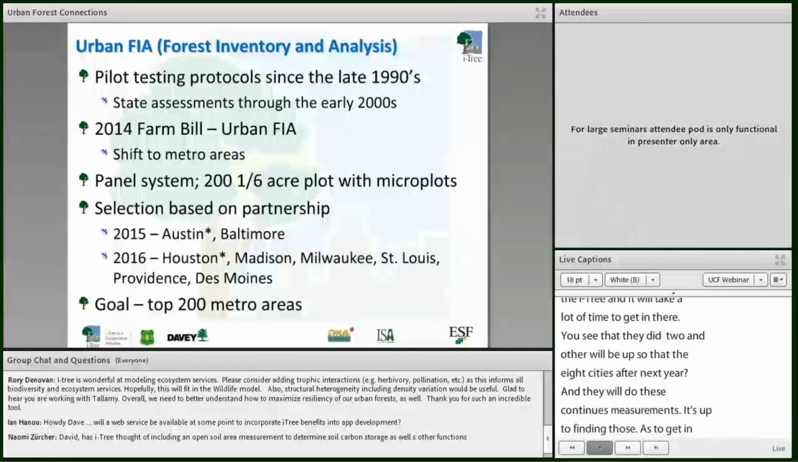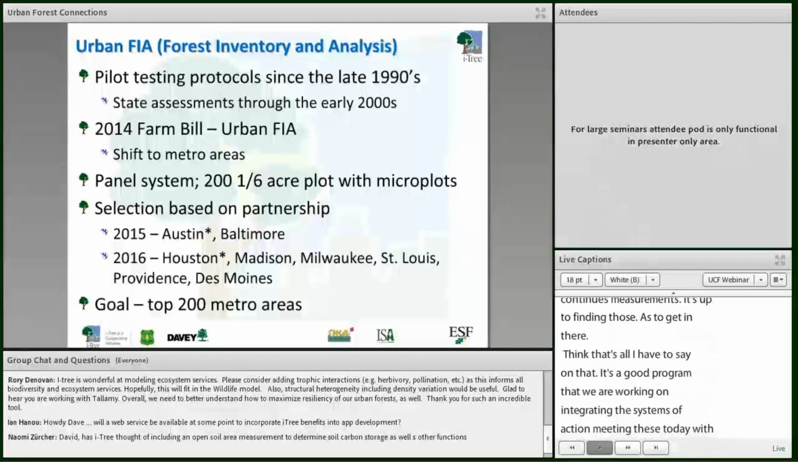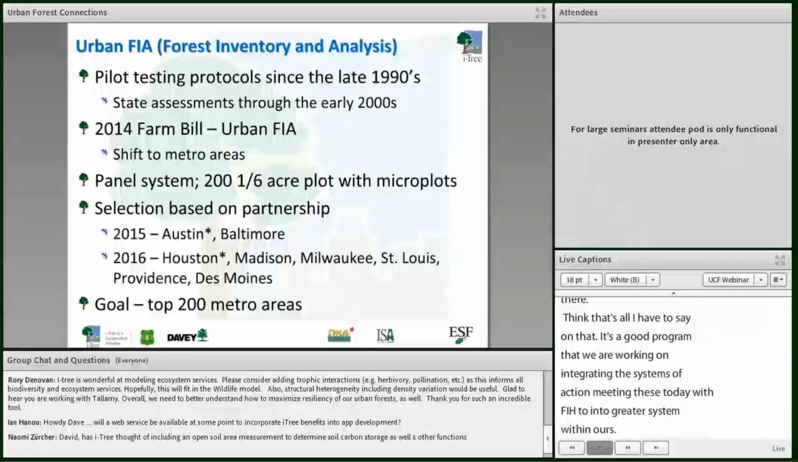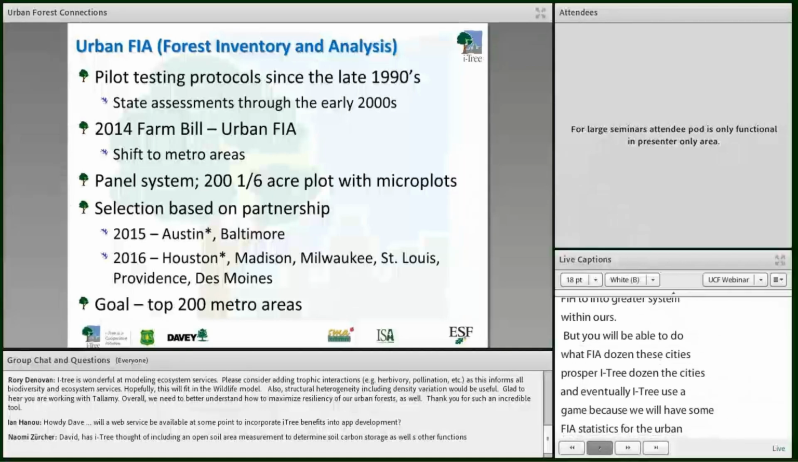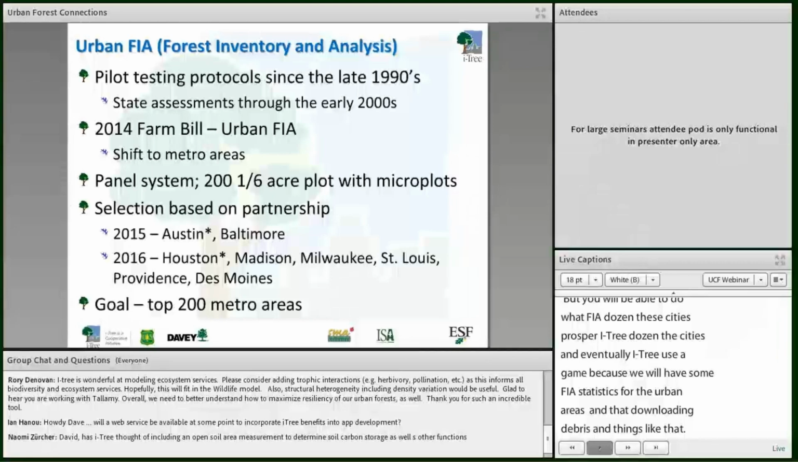And I think that's all I have to say on that. It's a good program. We're working on integrating the systems. There are actually meetings today this week with FIA trying to integrate their system within ours, but you'll be able to do what FIA does in these cities plus what iTree does in these cities, and eventually the iTree users will gain because we'll be adding some FIA statistics to the urban areas, such as maybe board foot volume and timber and downwoody debris and things like that as optional variables. So it's going to work its way across based on partnerships.